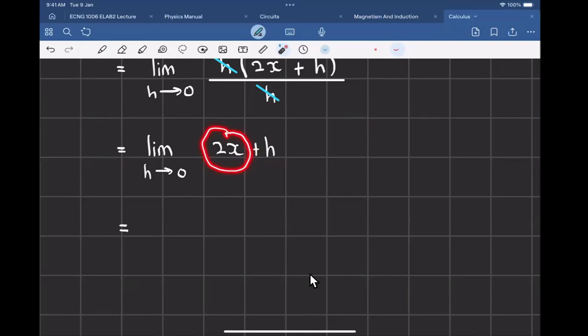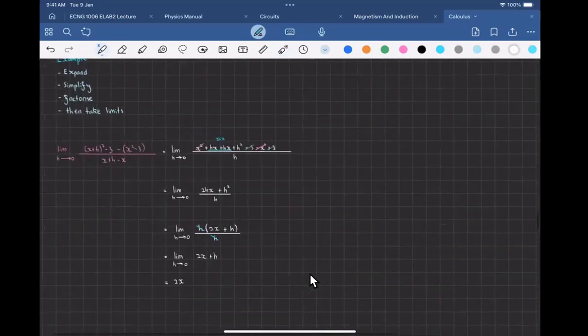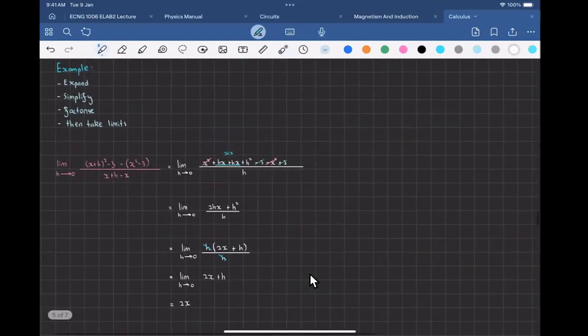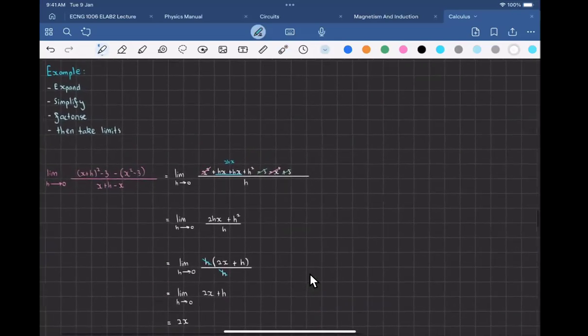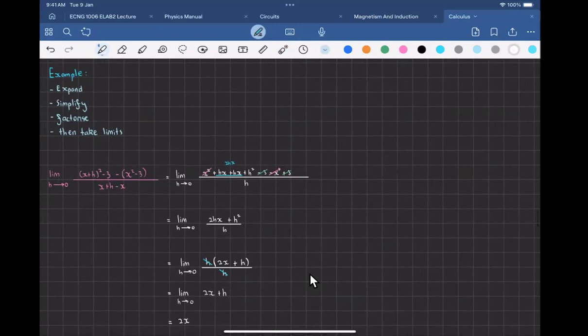Yeah, nothing would happen. How about the H though? The H will eventually become 0. So what's the only thing we'll be left with? 2x. That's the answer. So these are the steps, right? You all can copy this down. This is an example. And after you all copy this down, we're gonna do an actual question.